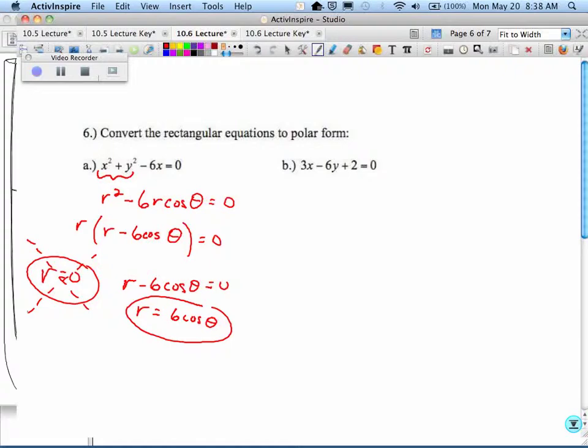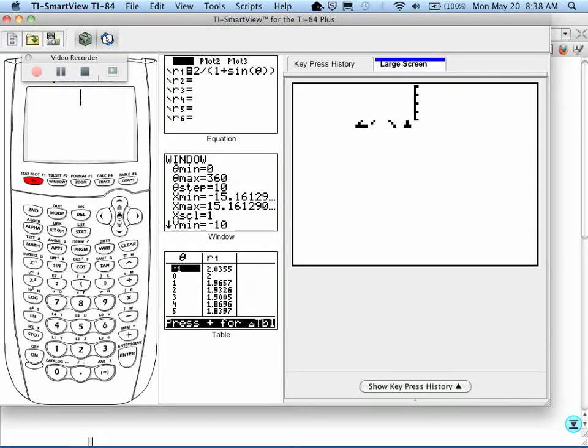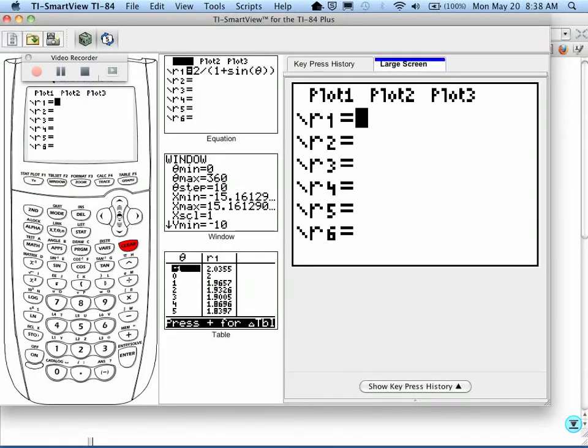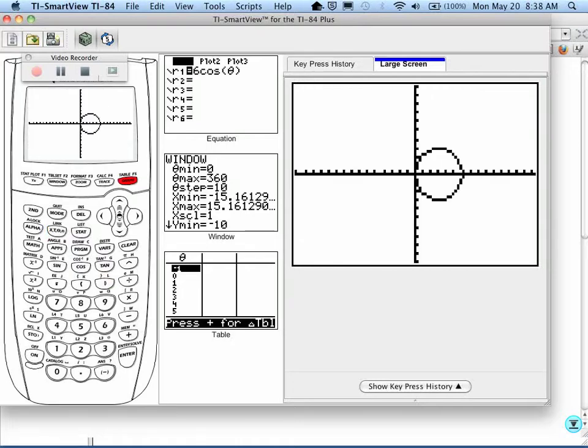So let's double check our work. We think it's cosine of theta. Shift it to the right. It did not go up or down, and it looks like it has radius of 3. So that's what.